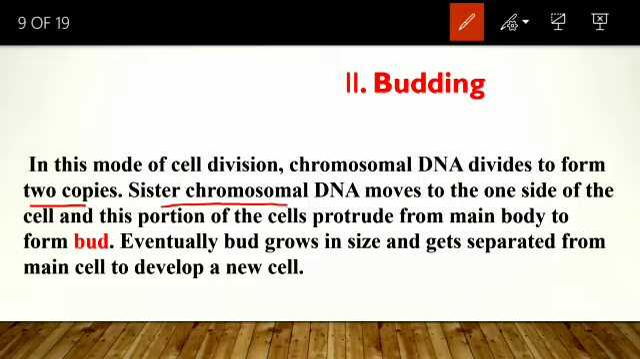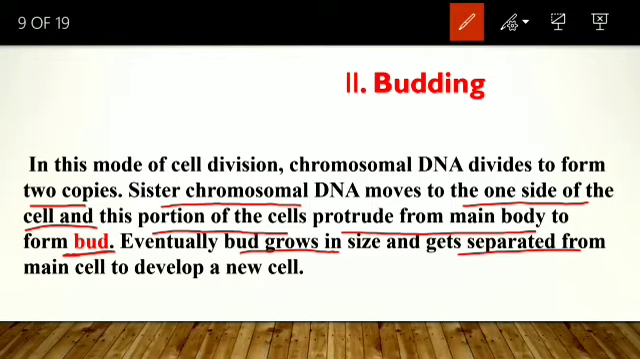The sister chromosome, the DNA, moves into one side of the cell. It is not distributed. Then this portion of the cell protrudes from the main body to form a bud. So a bacterial cell gives out a bud, and into the bud this DNA is transferred. Eventually the bud grows in size and gets separated from the main cell to develop a new cell.